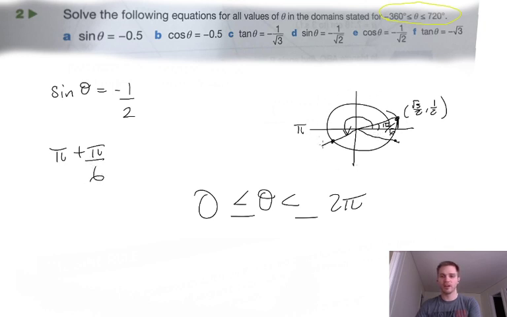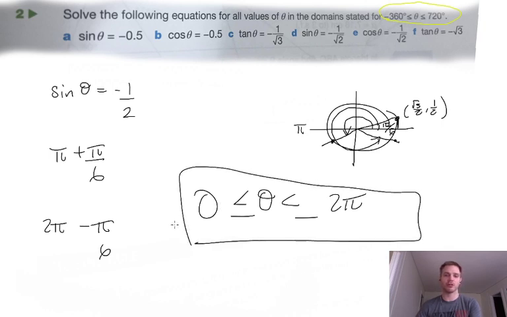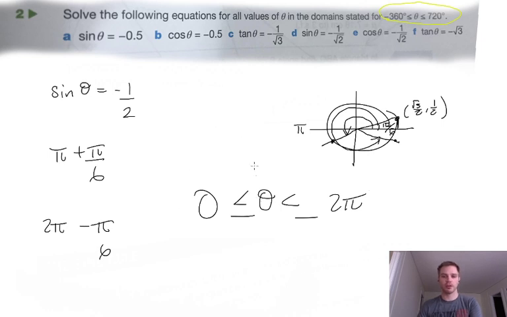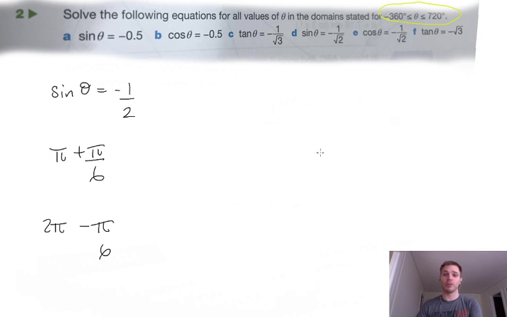Now this angle here, where it goes all the way around to this guy, is pi over 6 back from 2 pi. So if you went a full circle and then backed up pi over 6, it would be 2 pi minus pi over 6. Okay, so these are the 2 angles in this domain, which is the normal period of sine and cosine that you care about. So let's keep that in mind. We're going to figure out what these 2 angles are, and then I'm going to show you, using the periodicity of sine, how to find the rest of these in the negative 360 to 720 range.